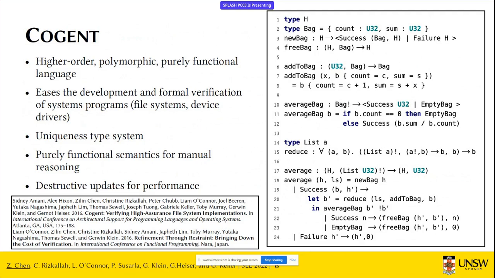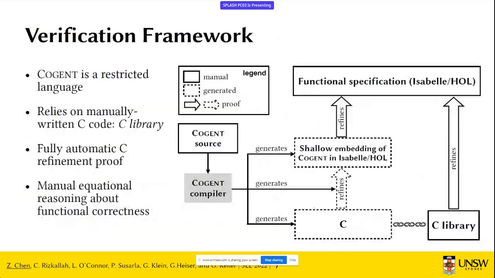The cool thing about this uniqueness type system is that on one hand, it allows us to give the language a purely functional semantics. And also, behind the scenes, we can do destructive updates just like you do in C. So basically, it can be compiled to performant low-level imperative code. And this is just a snippet of COGENT code. You don't have to read it. It just gives you an idea what the language looks like.